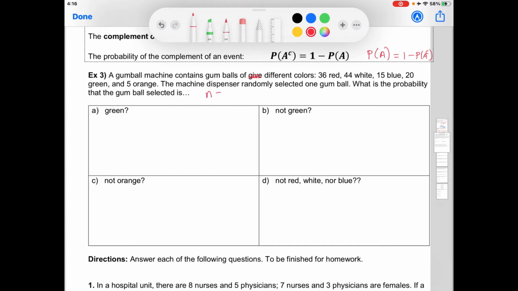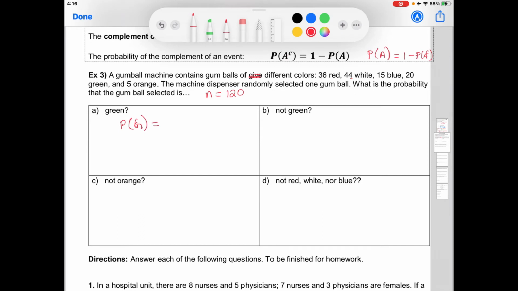Again, we need to know our sample space, right? How many total gumballs are there? So 36 plus 44 plus 15 plus 20 plus 5 is 120. That's how I got my sample space, right? So now it's like you have them in the gumball machine, and if you turn it, which one will come up? What is the probability that I'll get green, right? We all have our favorite colors. So probability of green, just green.